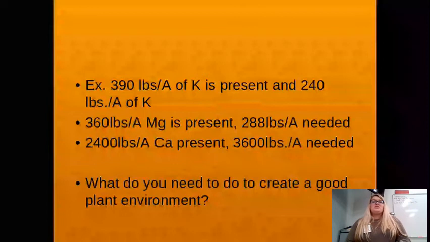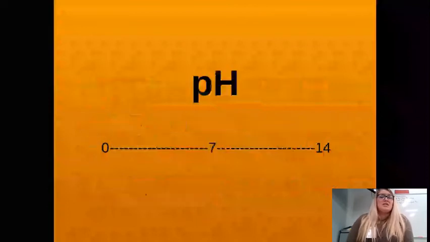If you need 360 pounds per acre of magnesium and we only have 288, what does that tell us about that magnesium? It tells you to add it, right? So we're going to need to add magnesium. Looks like we also need to add calcium. So those are two things we need to look at sources and how we can add them. Sometimes we can get them from the same source. Sometimes you have to do something mixed.